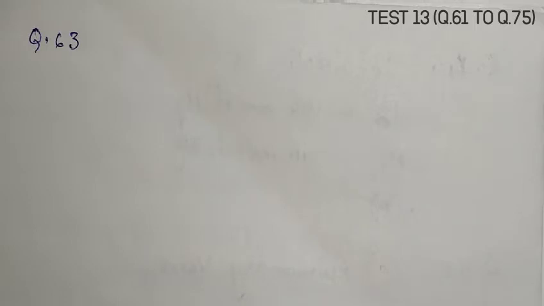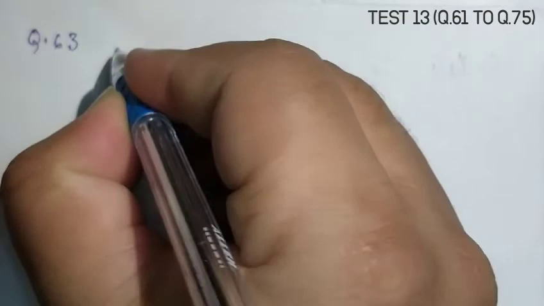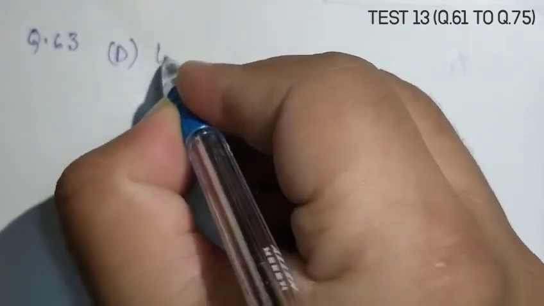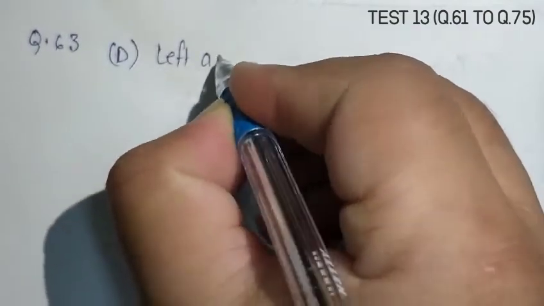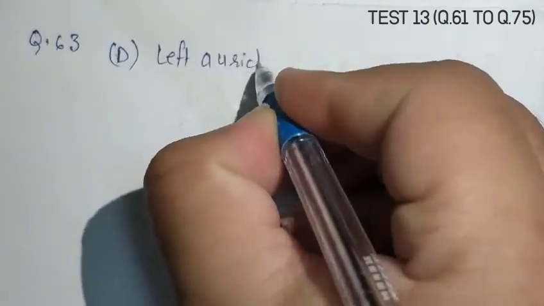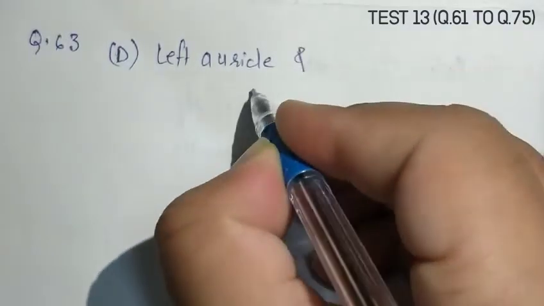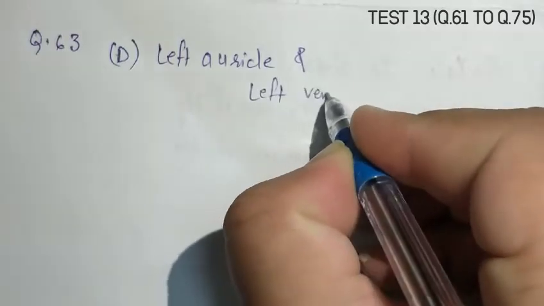Question number 63. Mitral valve in mammal guards the opening between A. Stomach and intestine, B. Pulmonary vein and left auricle, C. Right auricle and right ventricle, and D. Left auricle and left ventricle. Correct answer is D. Left auricle and left ventricle.